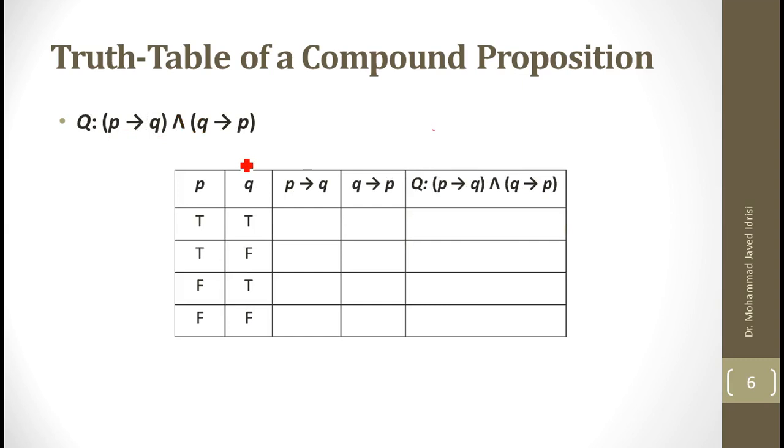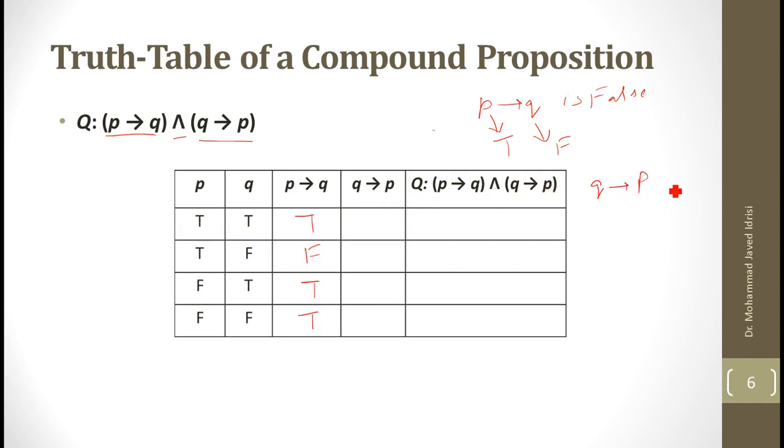Let's take one more example. P implies Q and Q implies P. So first of all, we'll find P implies Q. As we know, P implies Q is false if the first proposition P is true and Q is false. So true implies true is true, true implies false is false, false implies true is true, false implies false is true. Now Q implies P.